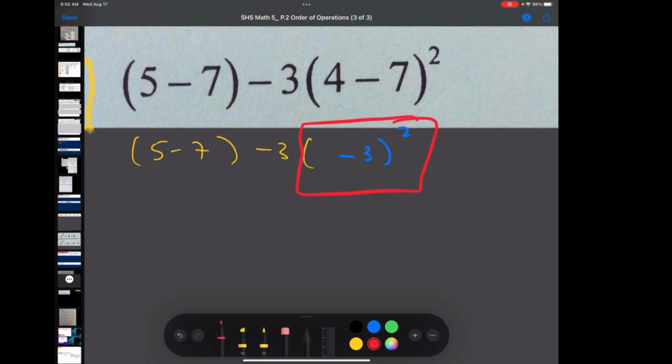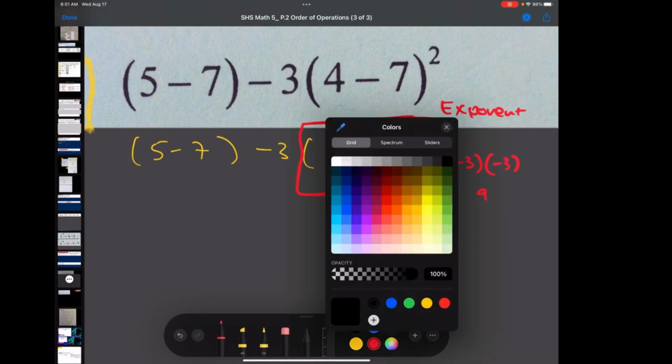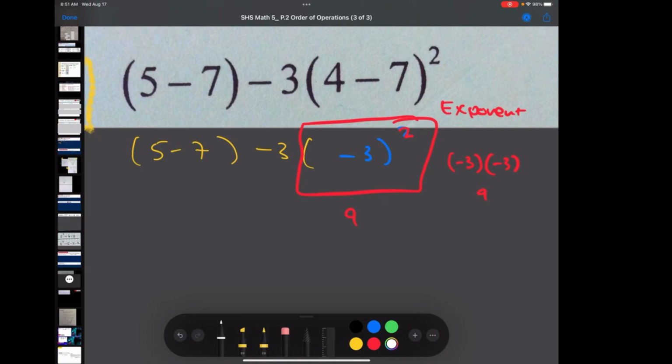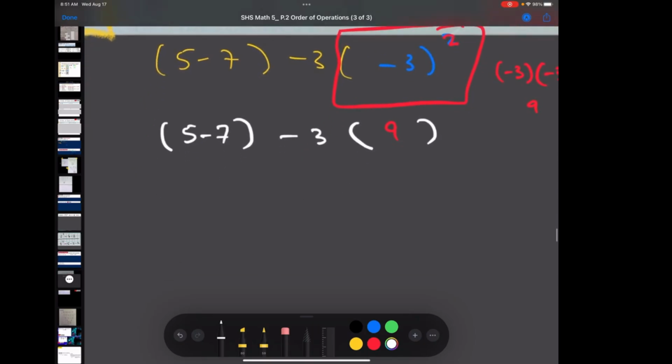Okay, remember, this is an exponent, so that's telling you have 2 of these by multiplication. So exponents refer to multiplication and how many. So negative times a negative from the pizza man yesterday is a positive 9. So I have 5 minus 7, negative 3 times that 9.